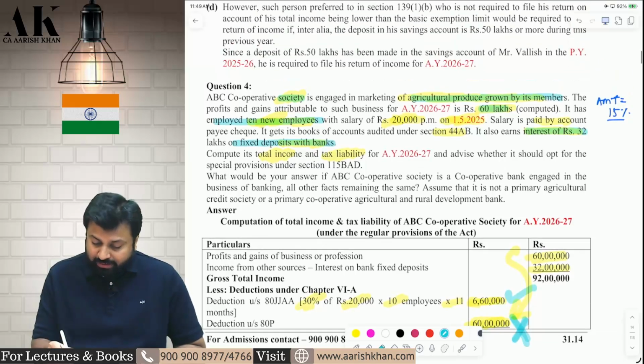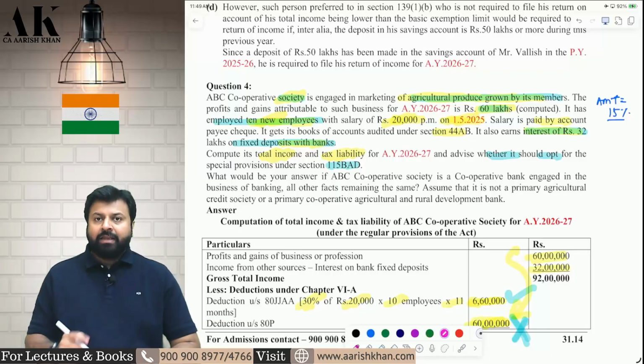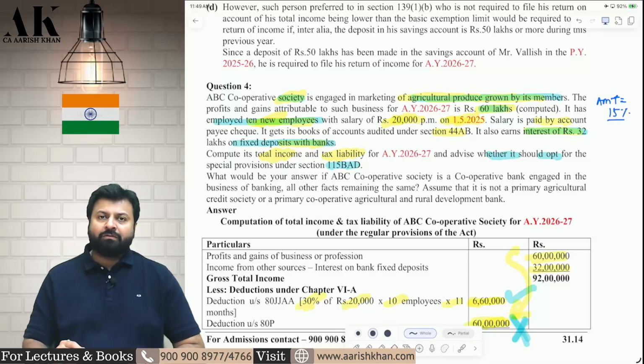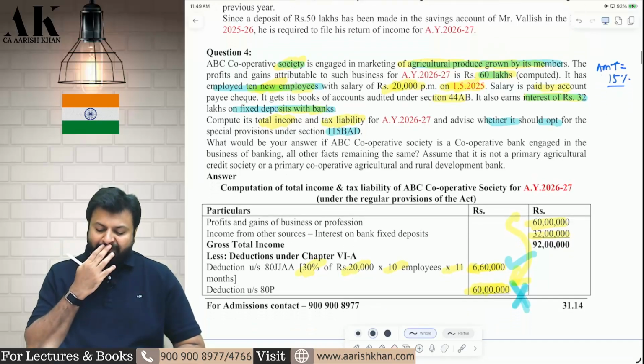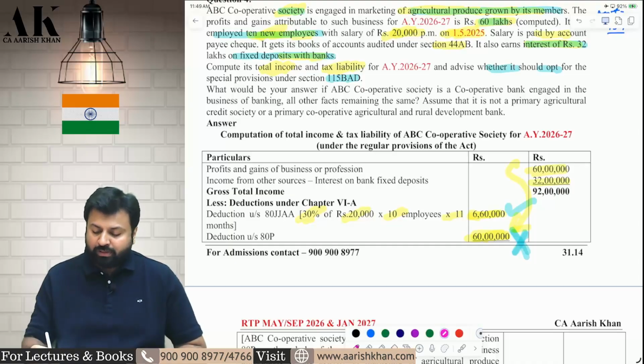Now the second part of the question, advise whether it should opt for 115BAD. Now what will happen if they opt for 115BAD? Let's try to understand. If they opt for 115BAD, the very first thing which will be removed is AMT. AMT is not applicable for 115BAD. So 115BAD will compute how? First you will write 60 lakhs. Now I am making the changes in this solution only. First I will write 60 lakhs. Then I will write 32 lakhs. 92 lakhs is your gross total income.